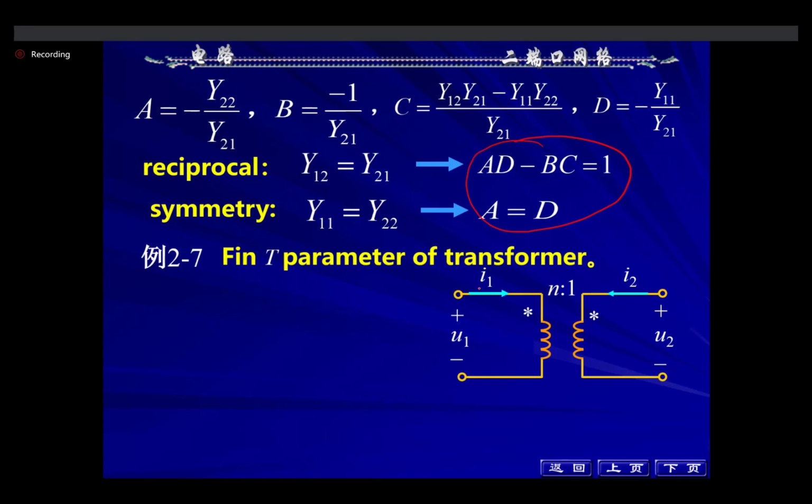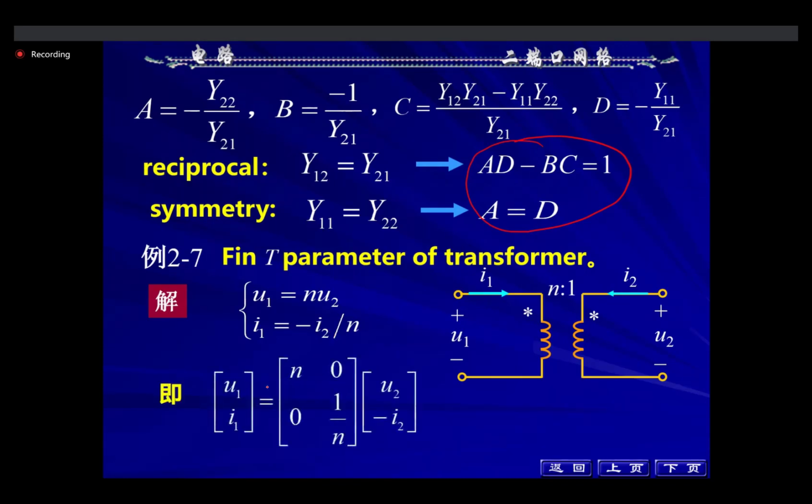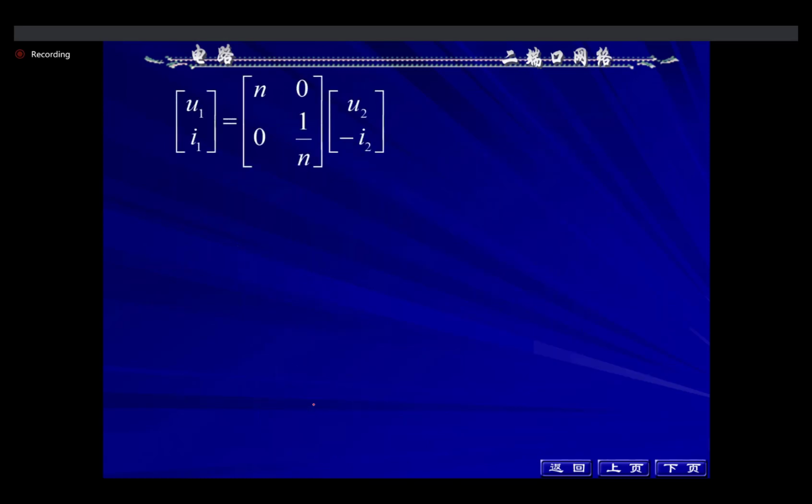Find the T parameter of the transformer. U1 equal to N U2. I1 equal to minus I2 over N. So the T parameter is N, 0, 0, 1 over N, with minus I2. So this is the T parameter of the transformer. It will be very simple. This is the T parameter.